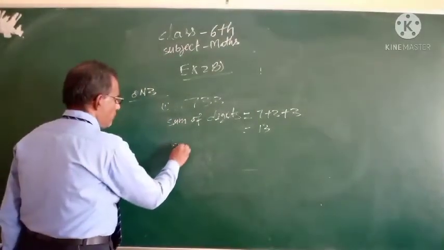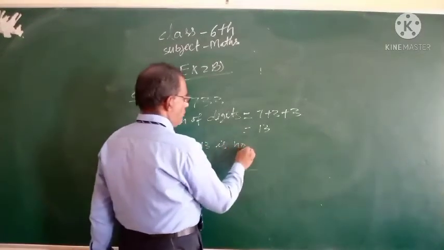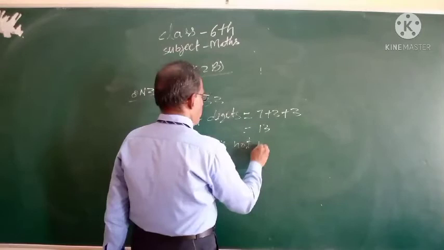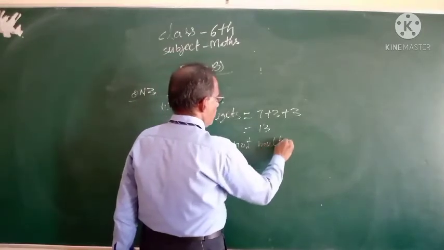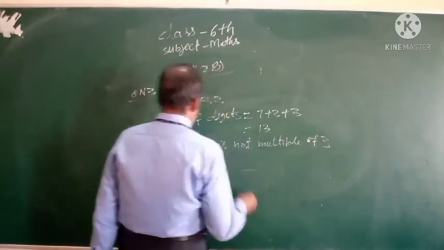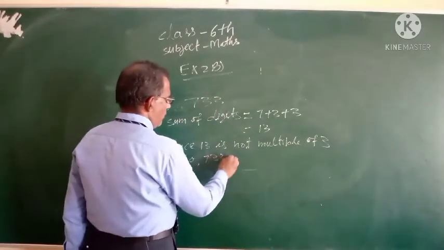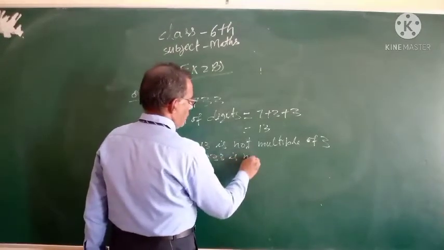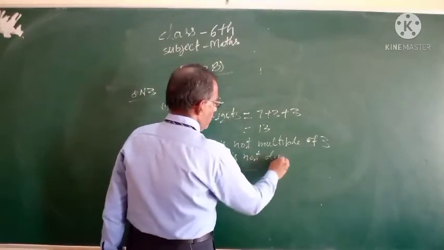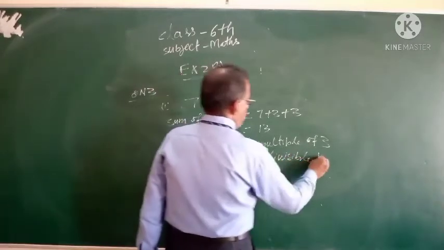Since 13 is not a multiple of 3, 733 is not divisible by 3.